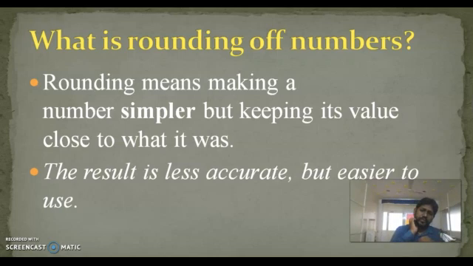Here we have 999 rupees. If 1 is added to 999, it becomes 1000. So why can't we subtract 9 from 999? Yes, we can subtract, but we should follow some rules. Let us see, what is rounding of numbers? Rounding means making a number simpler but keeping its value close to what it was.